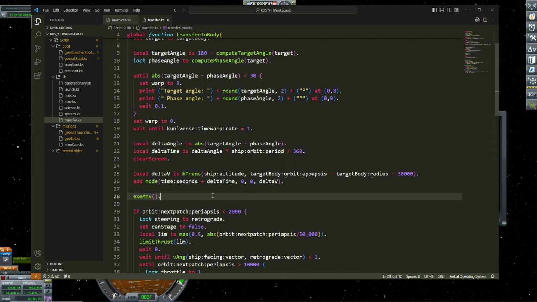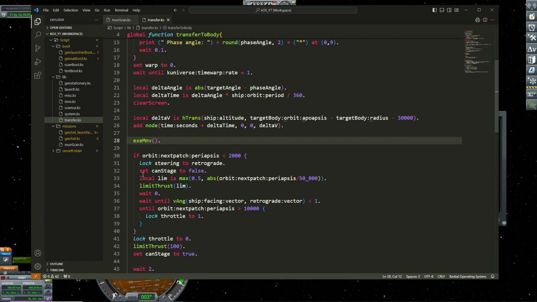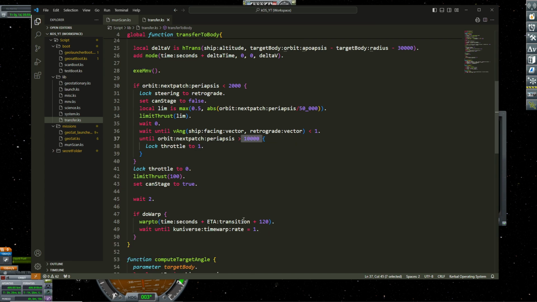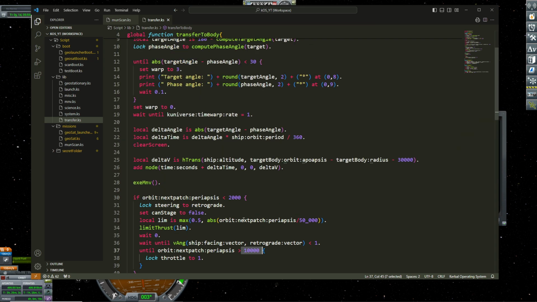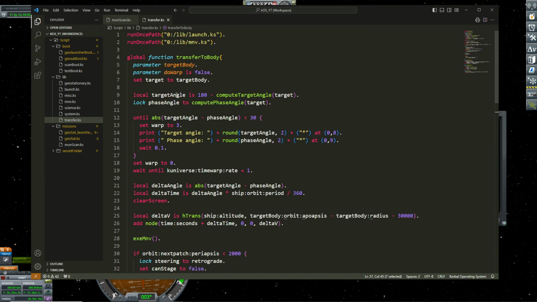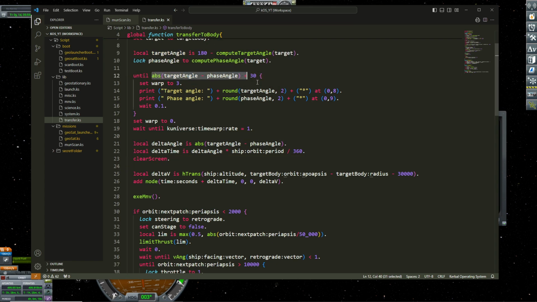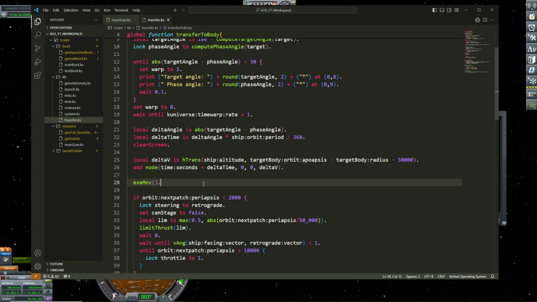But it doesn't matter, because then I can change my periapsis a little. I can do a little burn to change my periapsis, and I want my periapsis to be greater than 10 kilometers. So the most important part here is to understand how I compute the target angle and the phase angle, and then it's just, I wait until I have the angle I want, and then I execute my maneuver, and this is it.